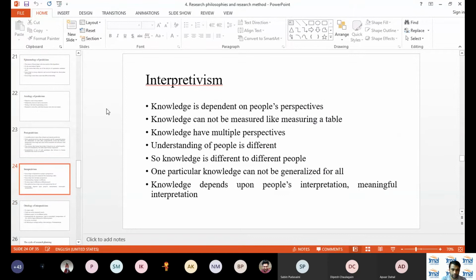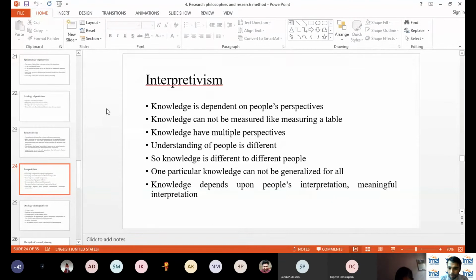Interpretivism, we have finished interpretivism also, yes, or have I completed this part in previous interpretivism?